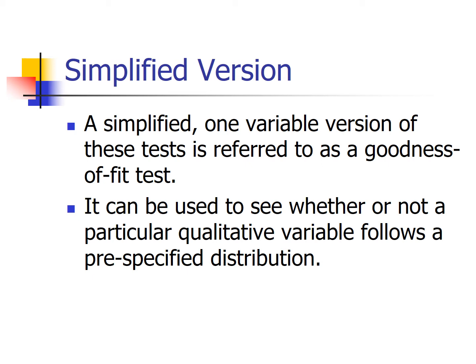So we have some variable, it has a number of categories, and we have a hypothesis that a certain percentage of the sample should fall into each of these categories. That may or may not be what happens. And so we have a way of conducting a hypothesis test to see how consistent or inconsistent our sample is with our hypothesized probability distribution.